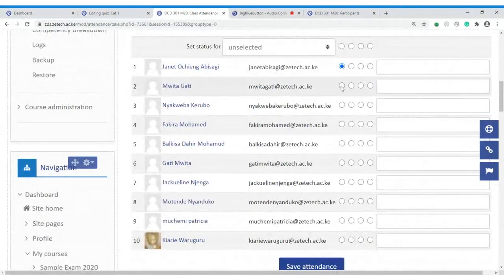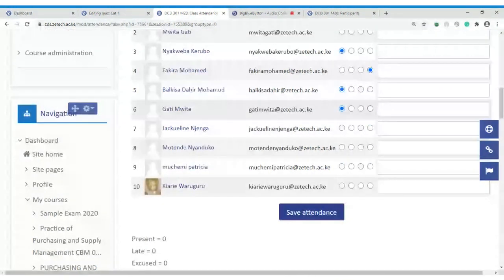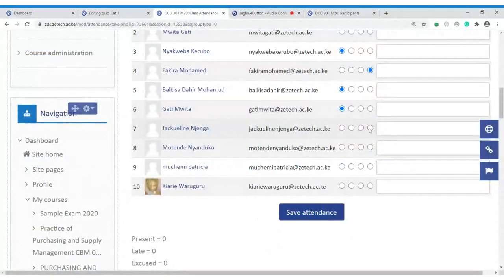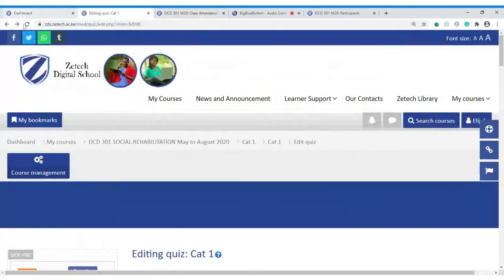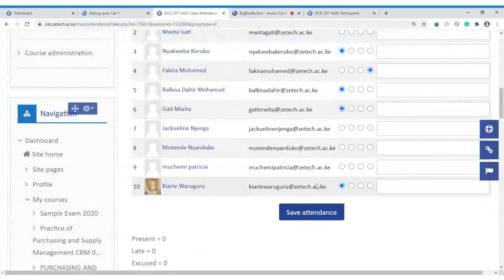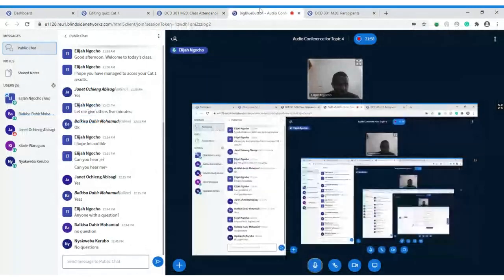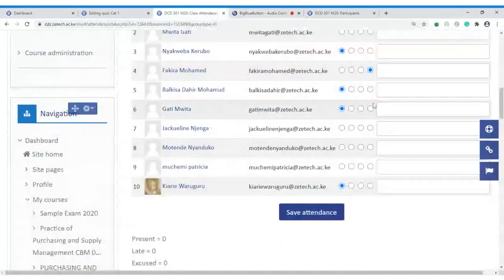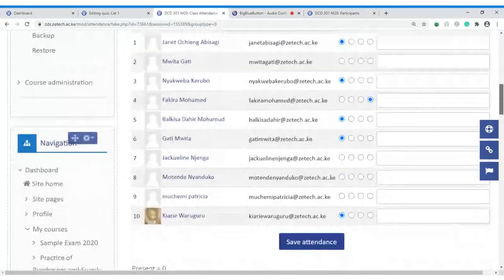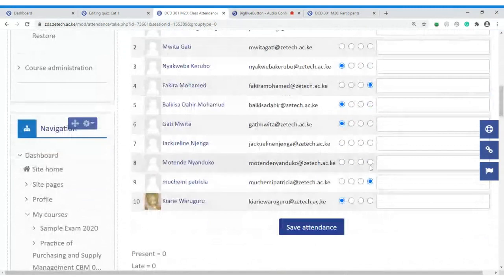So Janet is in. Have I seen Mitagati? I'm not sure. Kerubo is in. Hamud is in. Mitagati is here twice. Okay. Jacqueline. Is Jacqueline in? I'm not even sure. Carrie is here. As I keep saying, my page likes to hang when I need it. Who else? Carrie, Kerubo, Janet, Muhammad. Okay, the rest are absent.